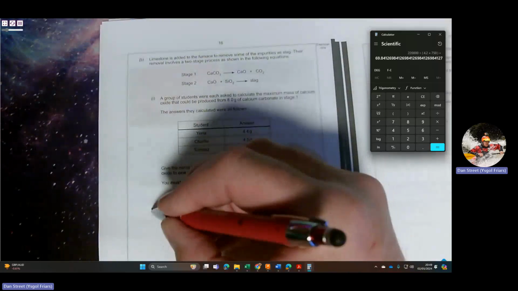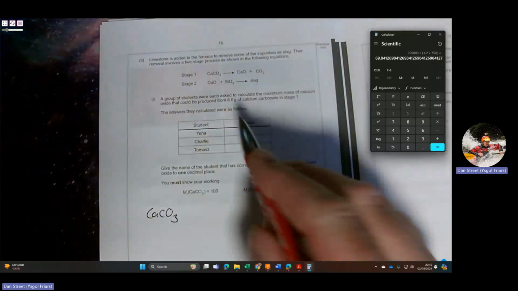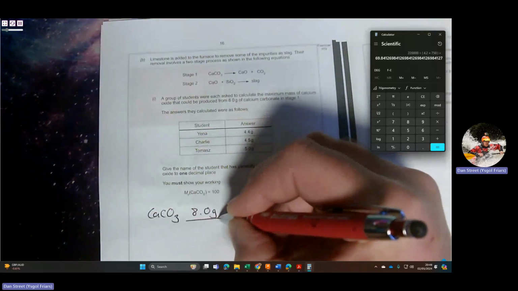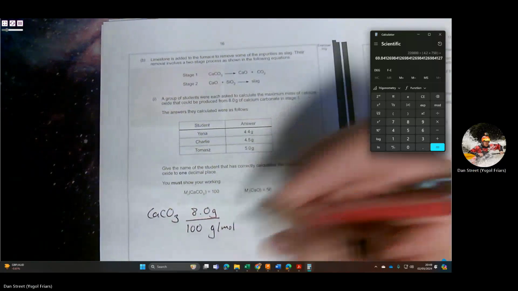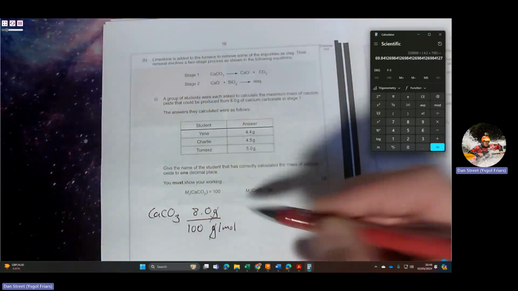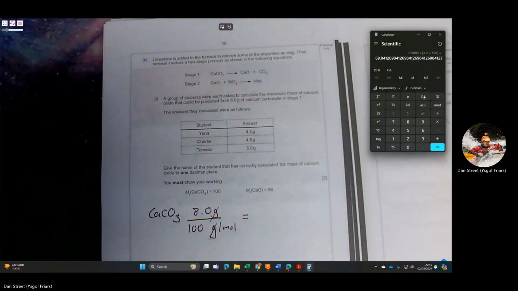Okay, so for calcium carbonate, if we take the mass given to us in the question, so 8 grams, if we divide that mass by the Mr, which is 100, so 100 grams per mole, then the grams will cancel, and we're dividing by moles, so we end up with an answer in moles. Okay, so 8 over 100. Of course, we could do it in our head, but let's be absolutely certain.